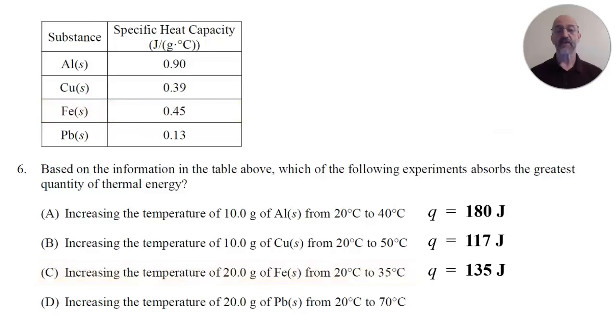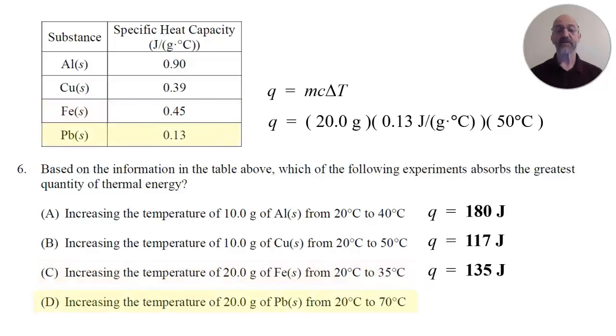And then finally in choice D, we have a sample of lead. It has a mass of 20 grams, and then 0.13 joules per gram degrees Celsius, that's the specific heat capacity. And we're changing from 20 degrees Celsius to 70 degrees Celsius. That's a difference or a change in temperature of 50. So it's going to be 20 times 0.13 times 50, and we get approximately 130 joules.